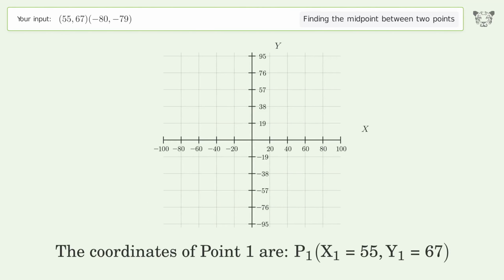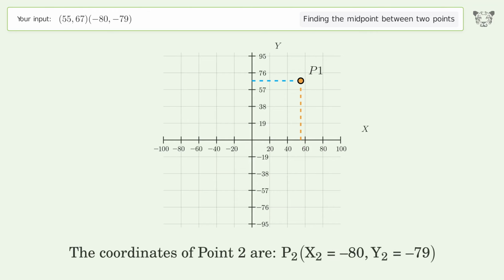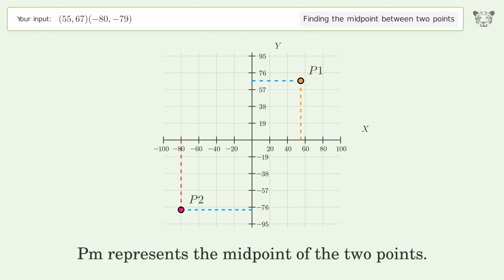The coordinates of point 1 are, x1 equals 55, y1 equals 67. The coordinates of point 2 are, x2 equals -80, y2 equals -79. PM represents the midpoint of the 2 points.